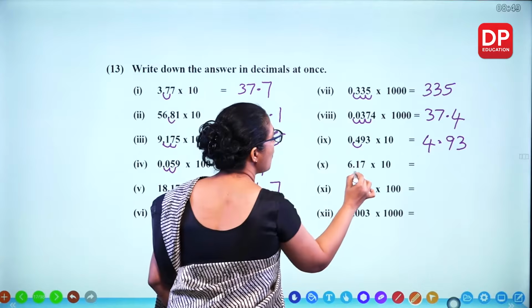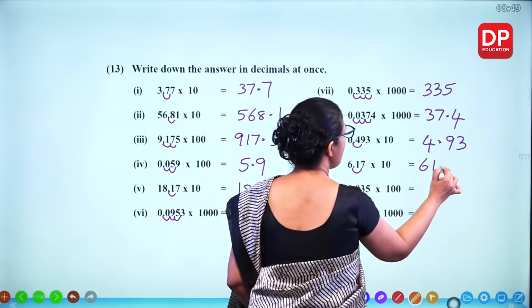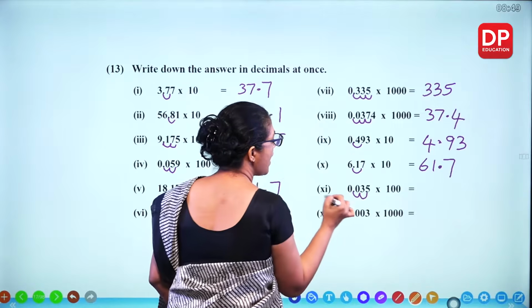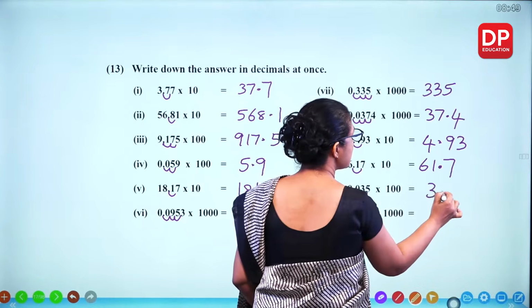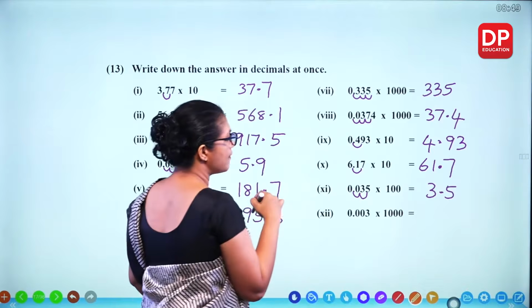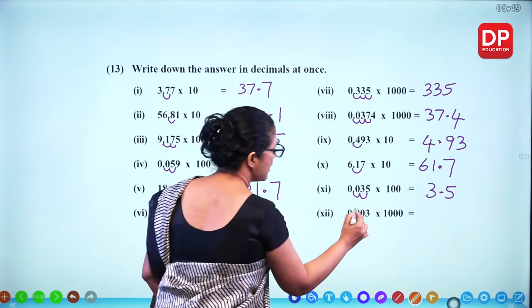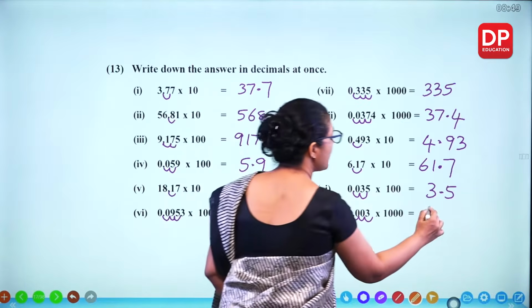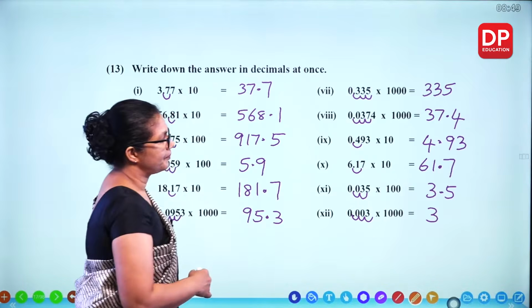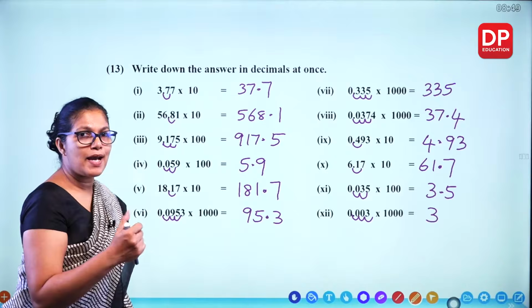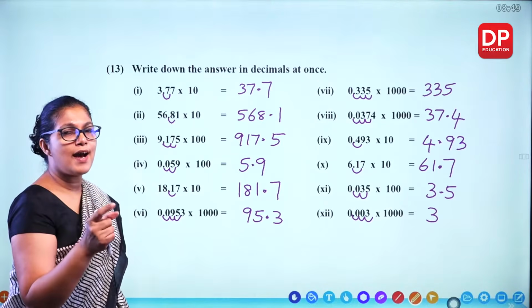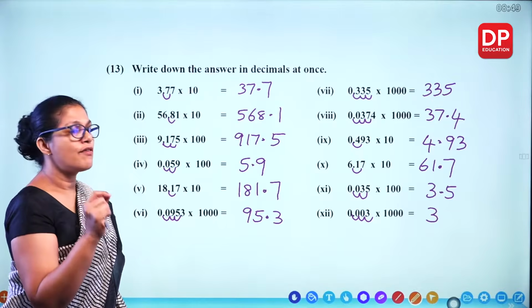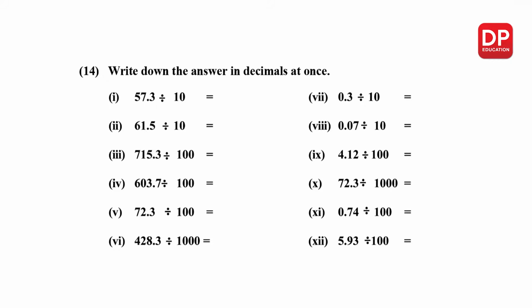4.93, 1 place to the right. 61.7, 2 places to the right. 3.5. And here 3 places to the right, you get 3. So you know, when you multiply, just see how many zeros are there. So accordingly, you move the decimal point to the right. Write down the answer in decimals at once.